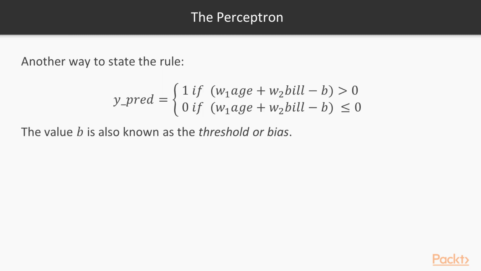An equivalent way to state this rule is the following. The prediction of this model will be 1, or in other words, defaulter, if this quantity that we see here is greater than 0, and the prediction will be 0, or non-defaulter, if this same quantity is less than or equal to 0. And we call this value b a threshold or a bias. This is a very simple rule that is proposed by this perceptron model.